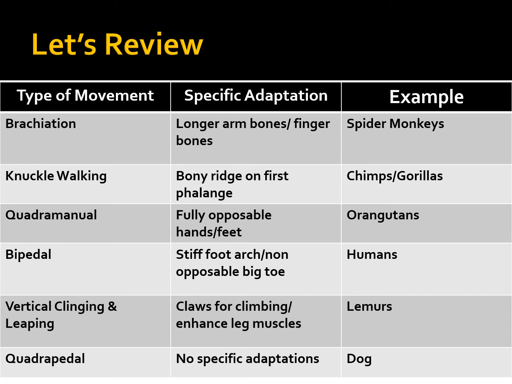Examples of these: brachiators, you have spider monkeys. For knuckle walkers, you have chimps and gorillas. For quadrimanual, you have orangutans. For bipedal, of course, you have humans. We are the only bipedal ape, or only bipedal primate. For vertical clinging and leaping, you have lemurs. And for quadrupedal, you have any given mammal, right? Your average dog or cat is considered a quadruped.